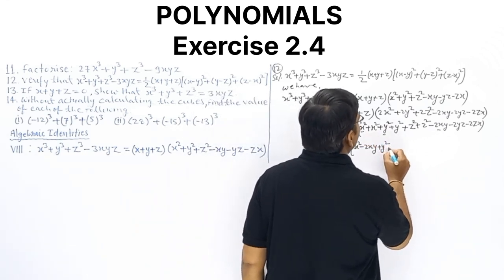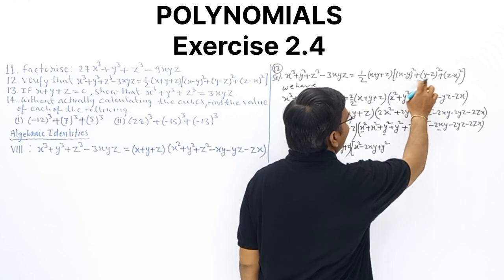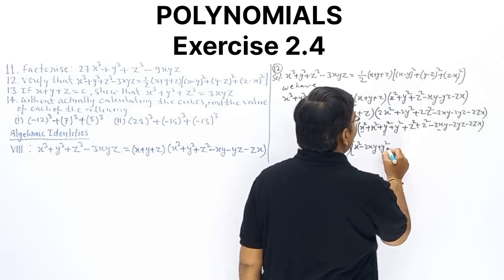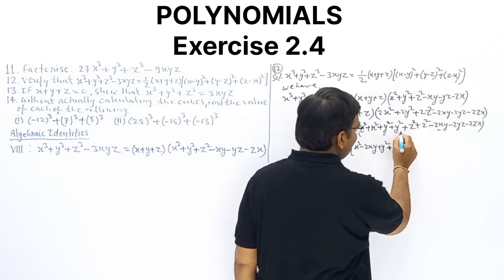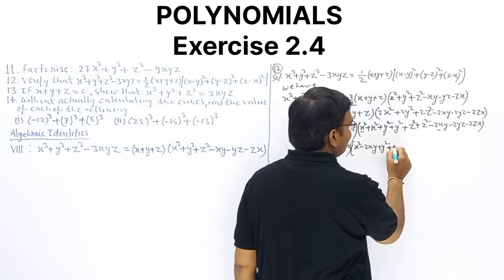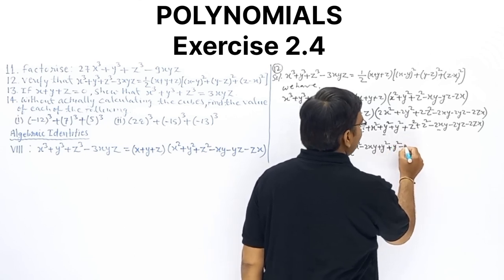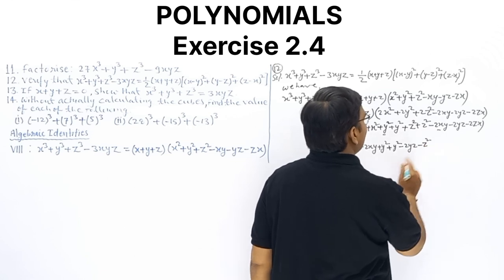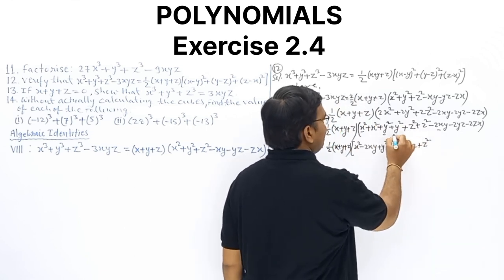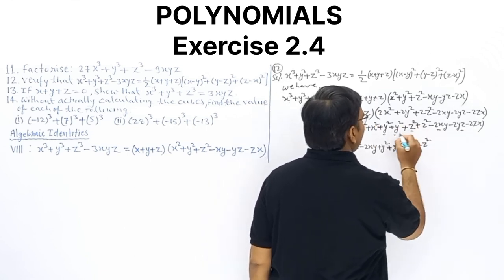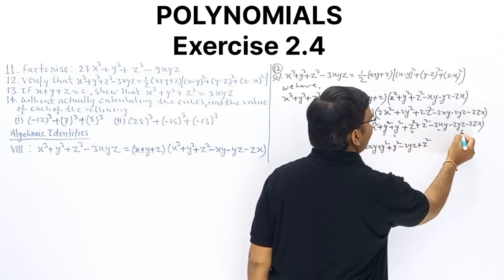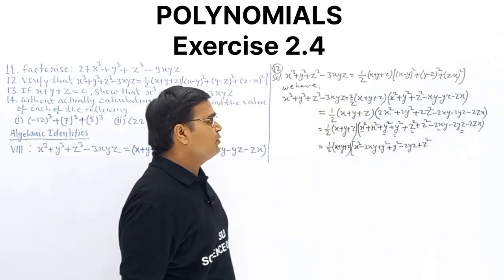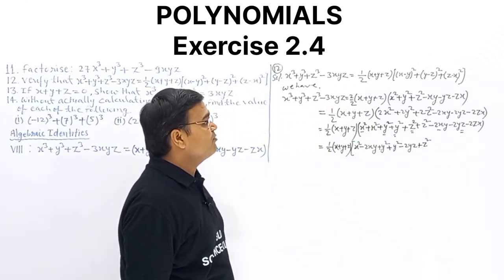Now remaining yz. Next one is what? yz. How will we write? Plus we have 2y square now. We used 1y there. y square minus 2yz plus z square. This one and this one we used. This one and this one we used. Now 3 terms. We have a total of 9 terms, and 3 terms are remaining.